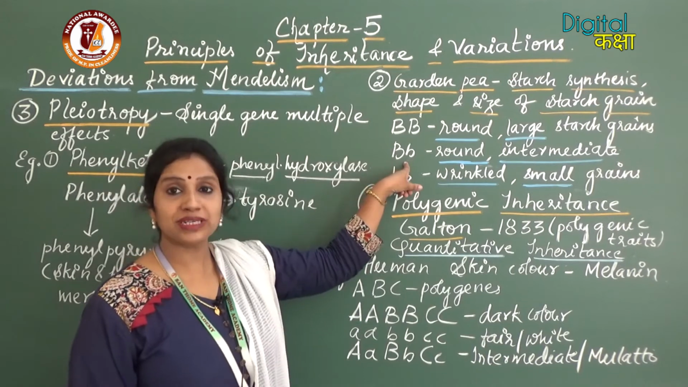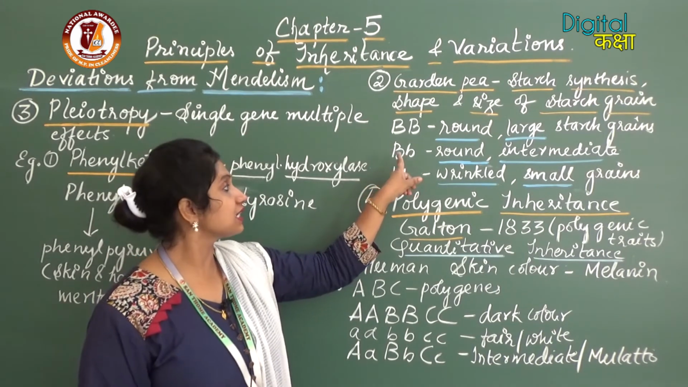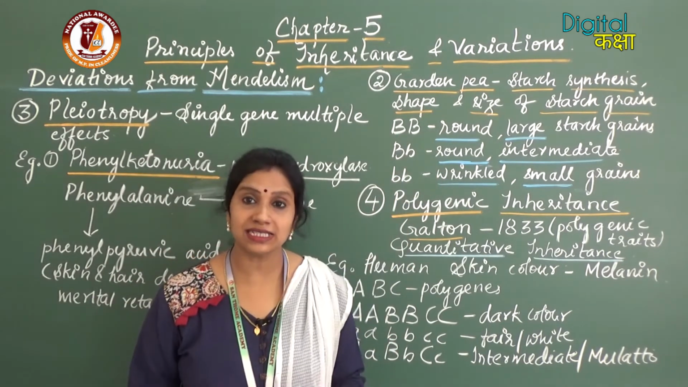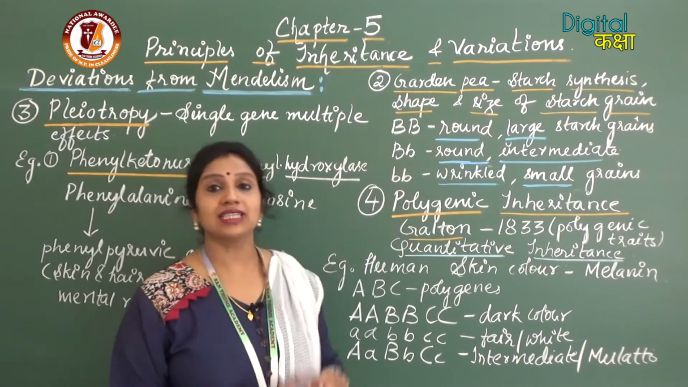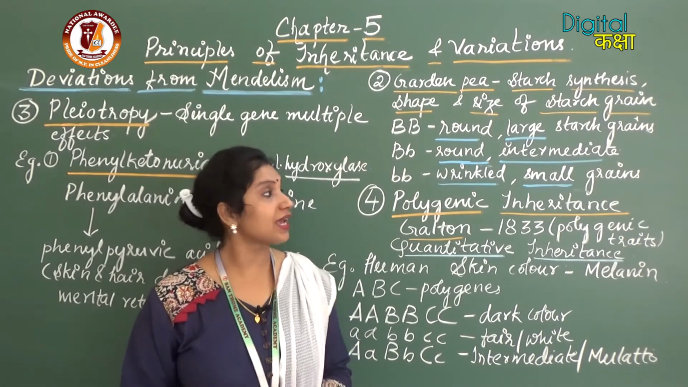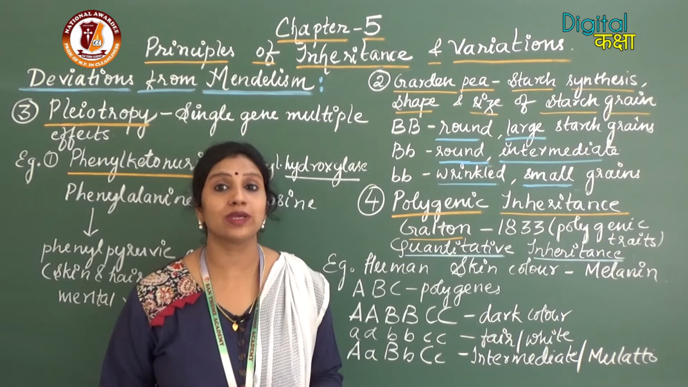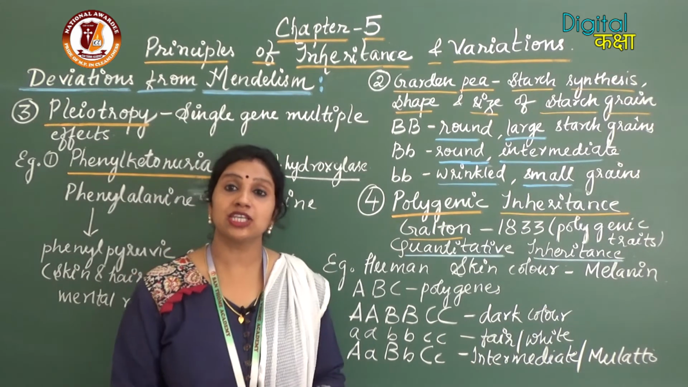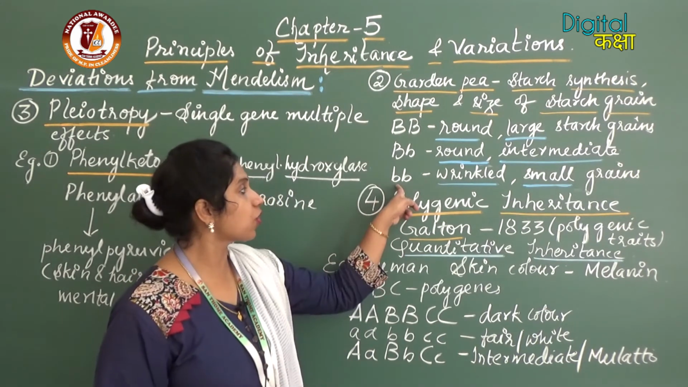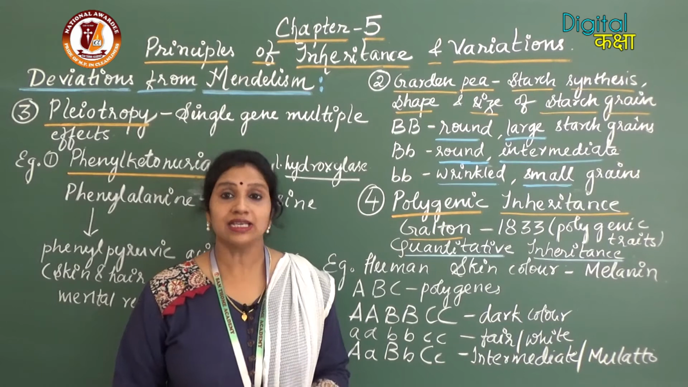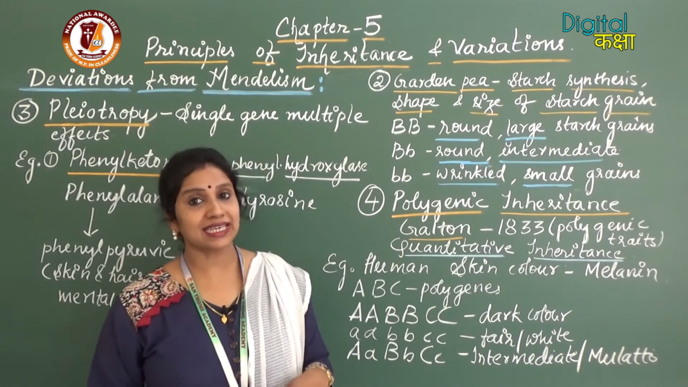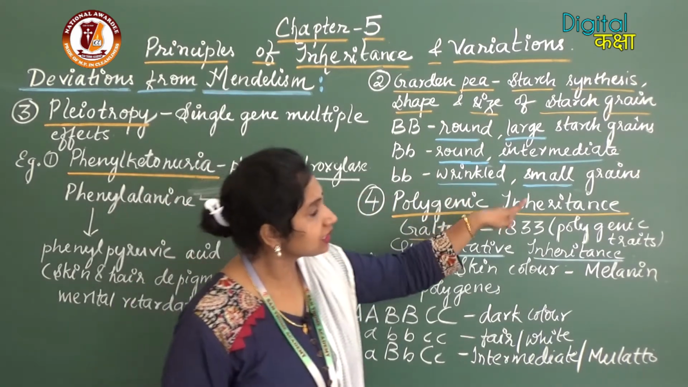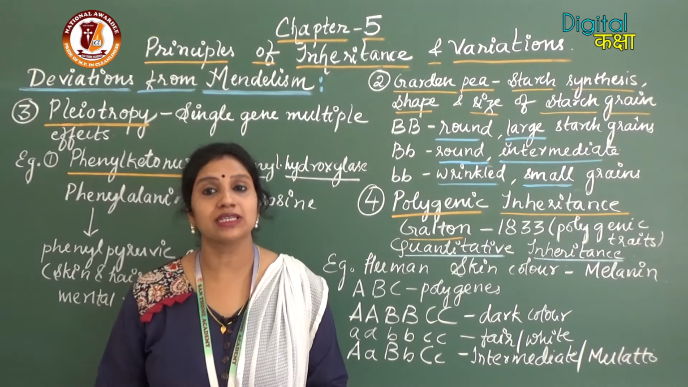The second combination of the alleles is the heterozygous condition, capital B and small b. Here the starch synthesis will take place. Second, the starch grains will be round and the size of the starch grain will be intermediate. The third combination is when the two recessive alleles are together, small b and small b. Here starch synthesis will take place. Second, the shape of the starch grain will be wrinkled, and third, small starch grains will be produced.